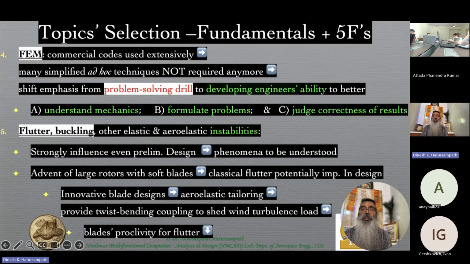But we will just be looking at it from a cursory point of view, because all of them, flutter for example, come under a subject called aeroelasticity. Buckling comes under a course called elastic stability, though of course you can go beyond the elastic limit to inelastic stability or plastic stability, etc.